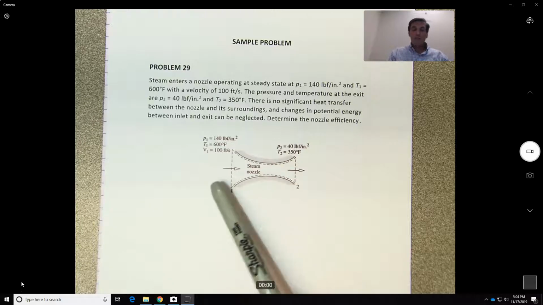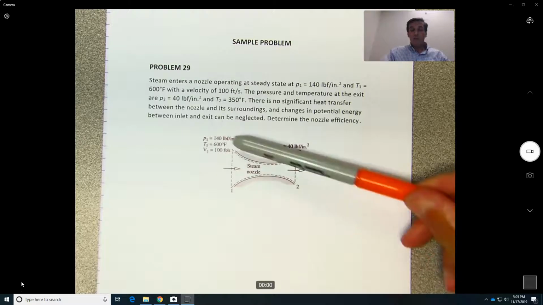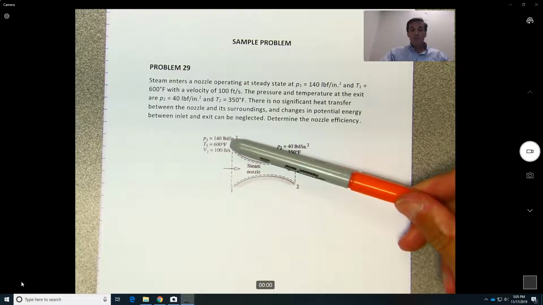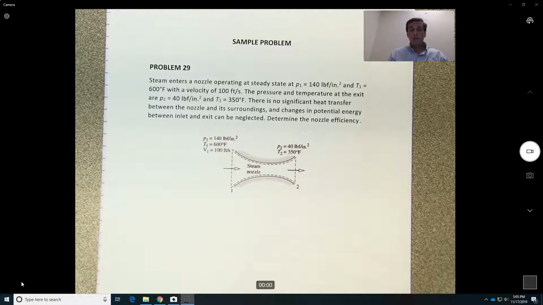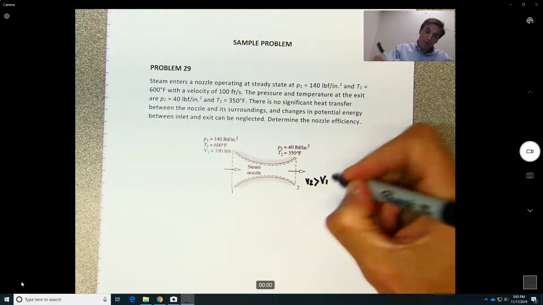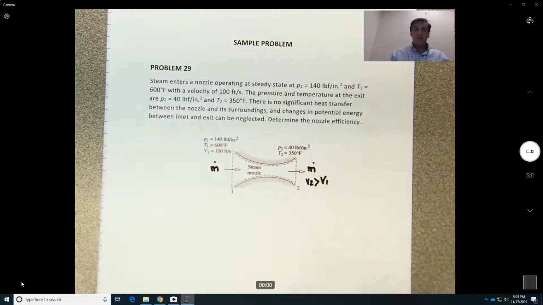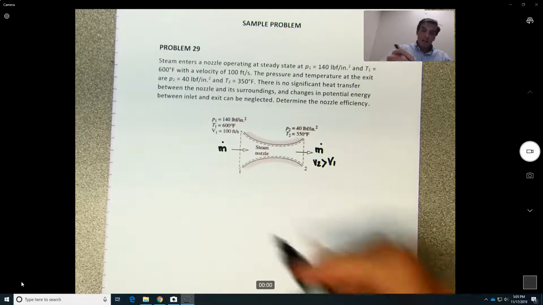So obviously the pressure is going to go down, so the temperature will go down. But if the pressure and the temperature go down, something must go up, and probably it will be the velocity. So probably here we're going to have that V2 is going to be higher than V1. This will be the mass flow coming in, mass flow coming out. Okay?